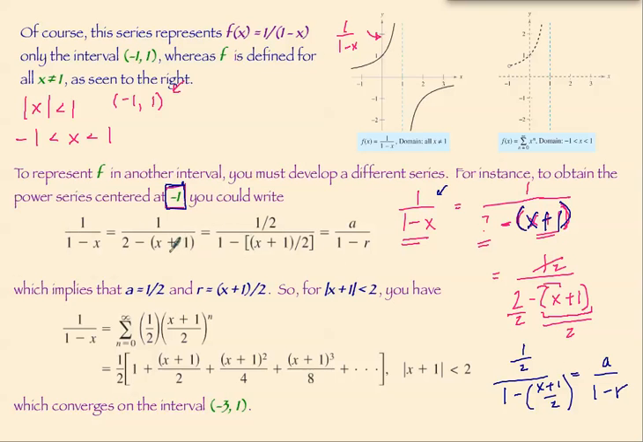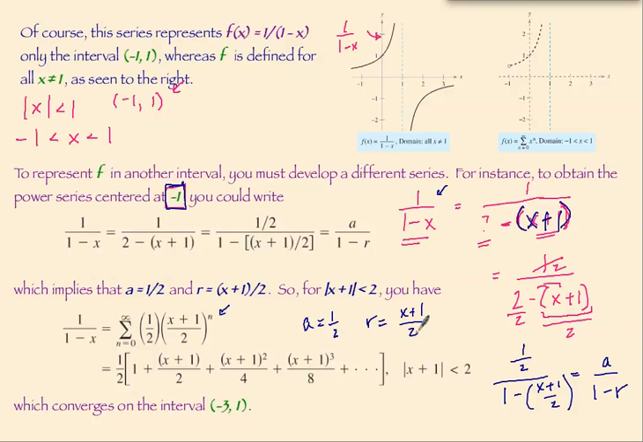So for this series that we have centered at -1, a is 1/2. And our ratio is x plus 1 over 2. Okay, so with that in mind, notice what our general term looks like. 1/2 is the a, and then of course x plus 1 over 2 to the n power is the general term. Once you identify the a and the ratio, you know how to set up the general term.